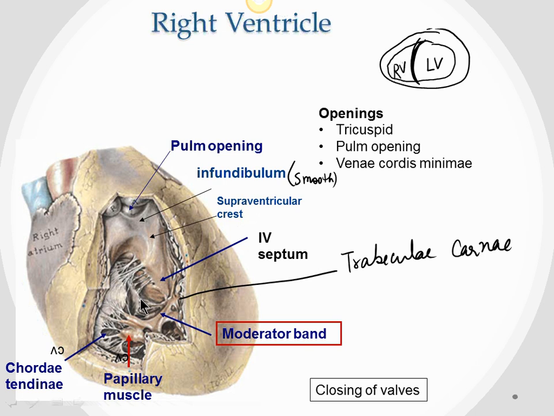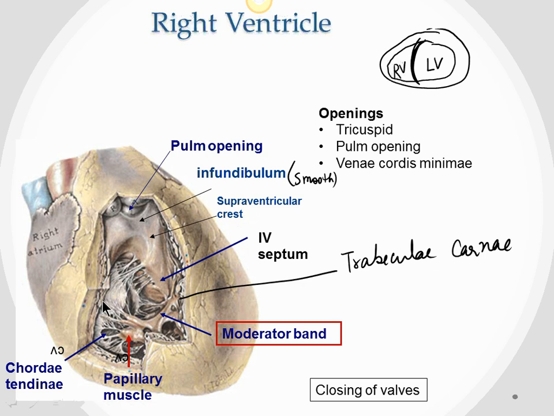Another common feature with these ventricles is that in both ventricles you will find, arising from the trabeculae carneae, little protruding muscles which are known as papillary muscles. Can you see these little pointed muscles sticking out? These are called papillary muscles, and they are attached to the atrioventricular openings. On the right side it will be tricuspid, on the left side it will be mitral or bicuspid.